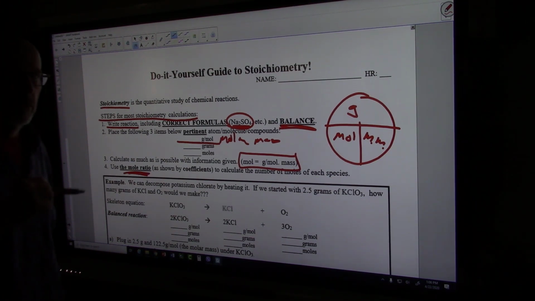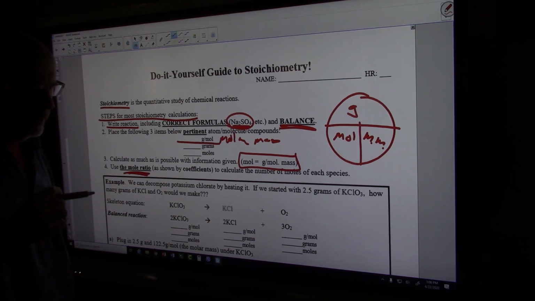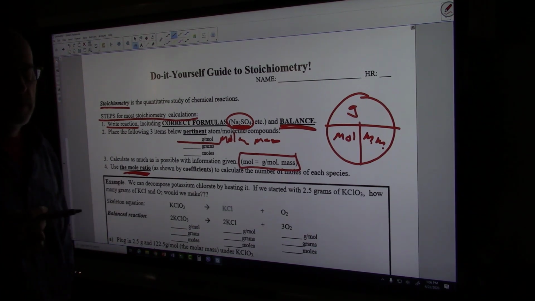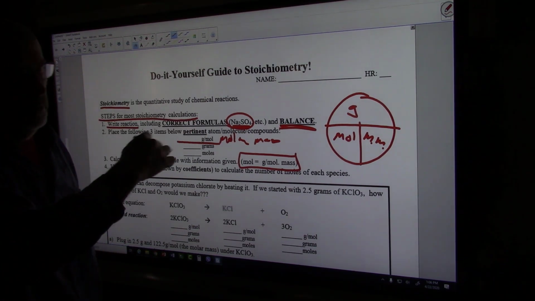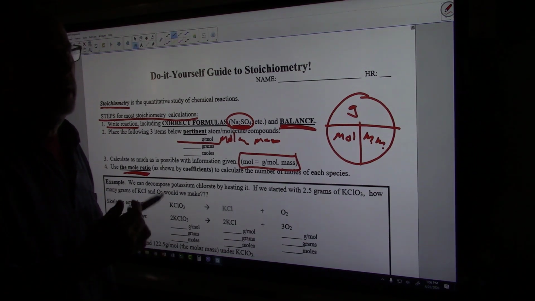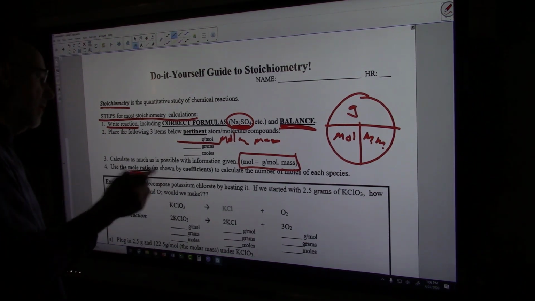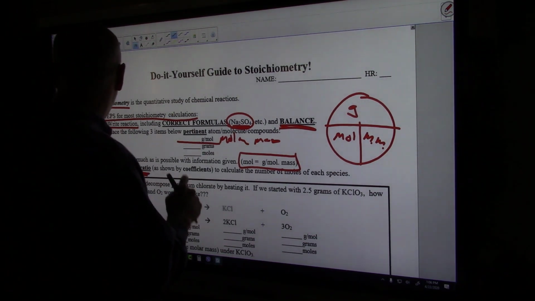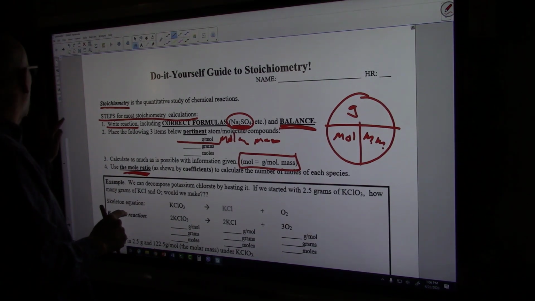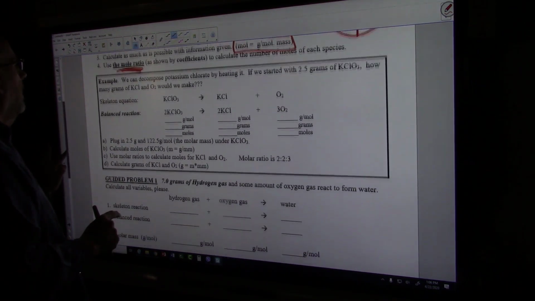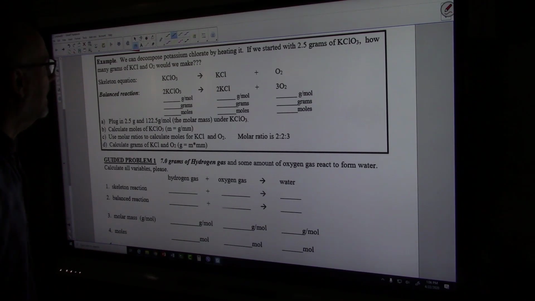I kept on saying in those last videos, well, we have a 2 to 3 to 5 to 7 mole to mole ratio. And I did that for a reason, because we're going to start using that right now. So let's take a look at the first example.